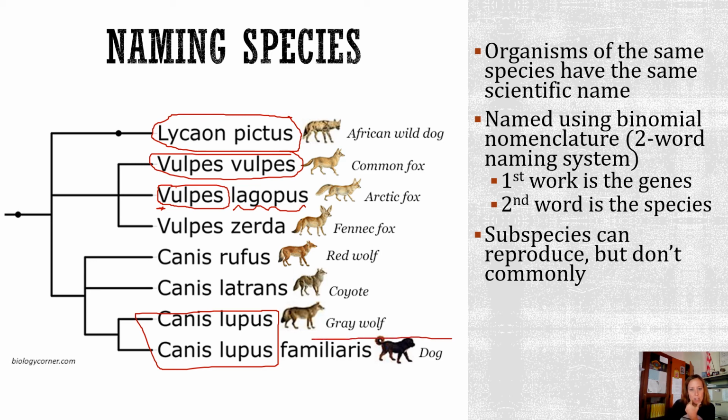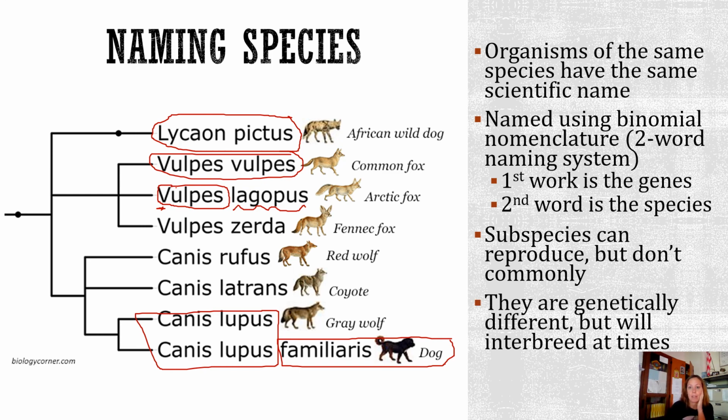But the dog has familiaris listed after it. It's a subspecies. What that means is those organisms can actually reproduce and have fertile offspring. A dog and a wolf can, but they don't usually, whereas a dog and a coyote is not going to reproduce. A dog and a wolf actually can. They're just not going to, most likely. It's just not common. So that makes it a subspecies. That means they're genetically different, but will at times interbreed all on their own without human intervention.